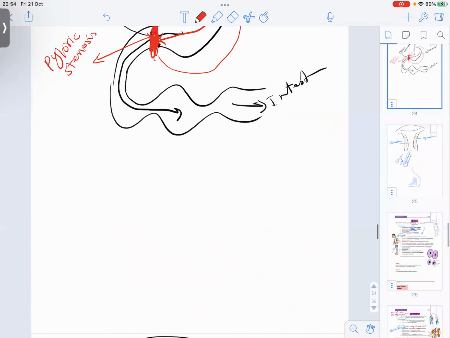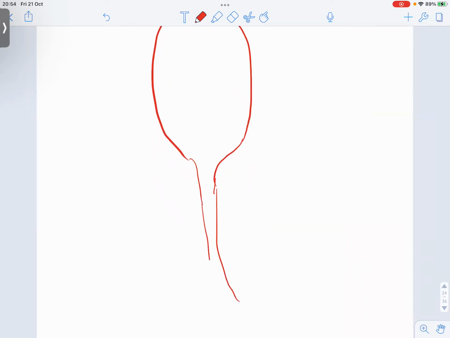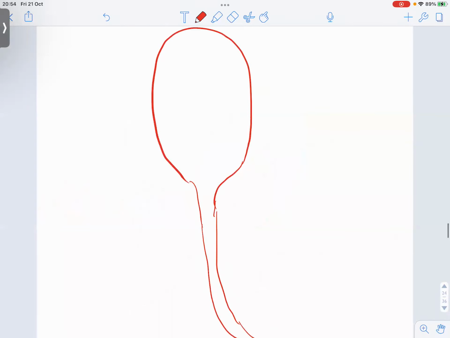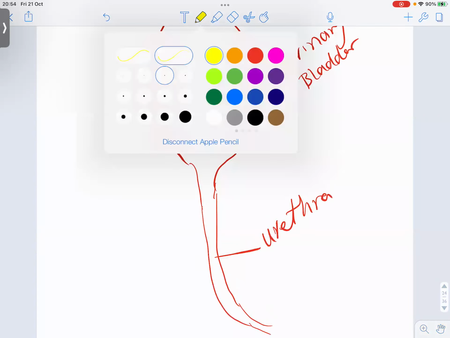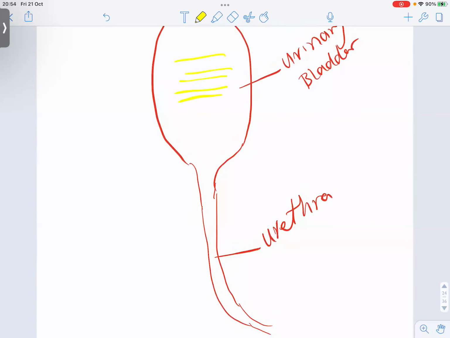For example, also in the urinary bladder. Here you have the urinary bladder, and here it's called the urethra. The urine will go from the urinary bladder to the urethra.